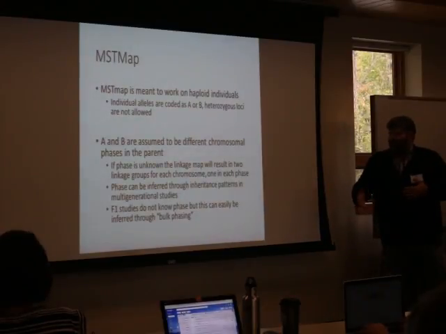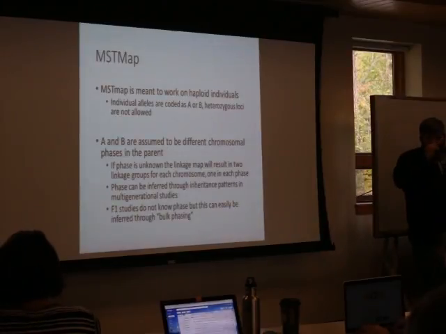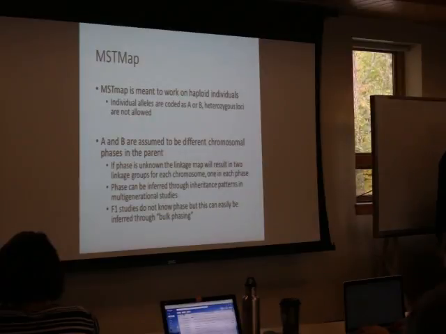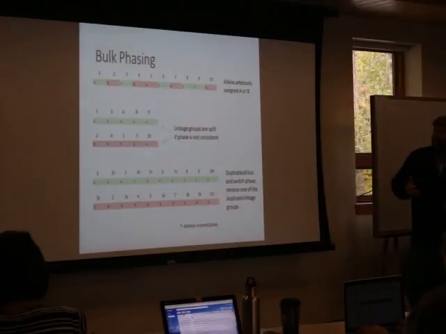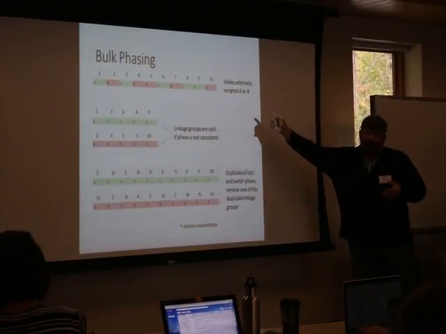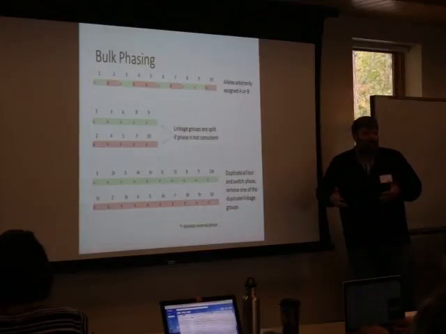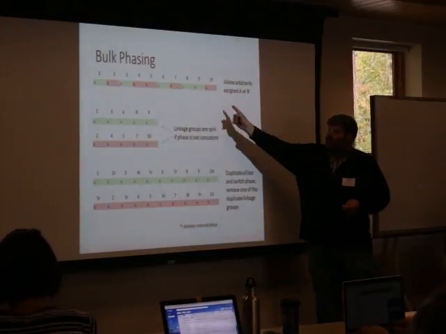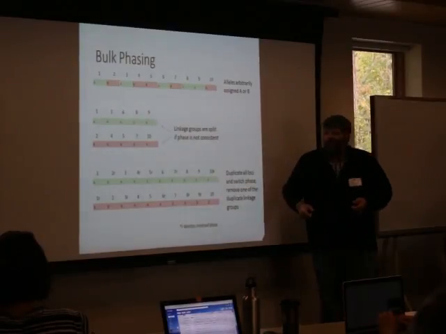If we had a multi-generational study, we can infer the phase, but we actually do something called bulk phasing, which is really easy, to merge the linkage groups. So if we imagine a case where we have all of our markers that really belong in a linkage group, at this point we sort of arbitrarily assigned an A and a B to each allele because we didn't know what the parental phase was. So if you just looked at the A's and B's along the chromosome, this is what it would look like.